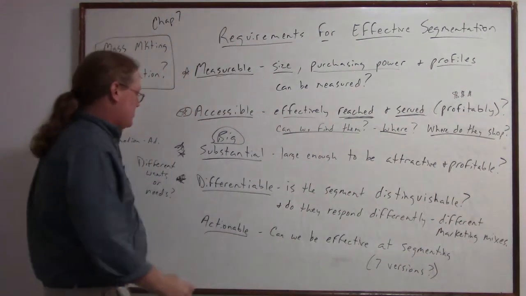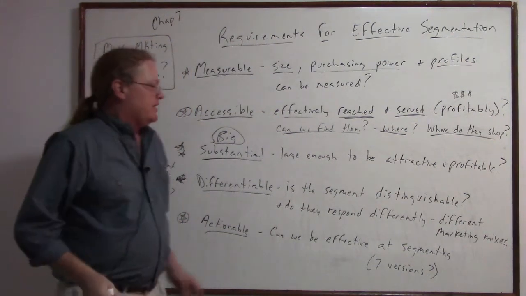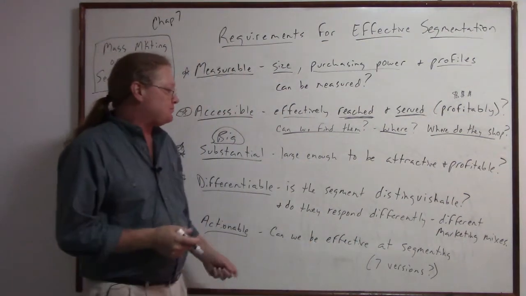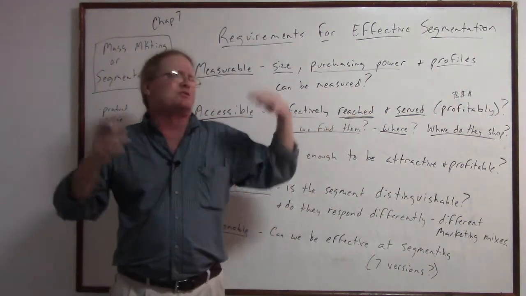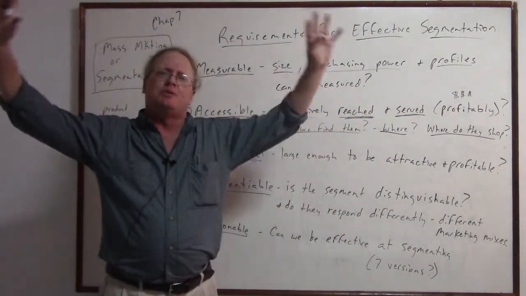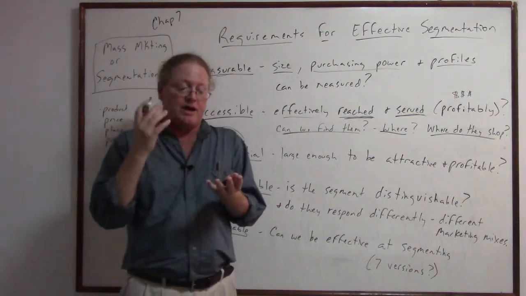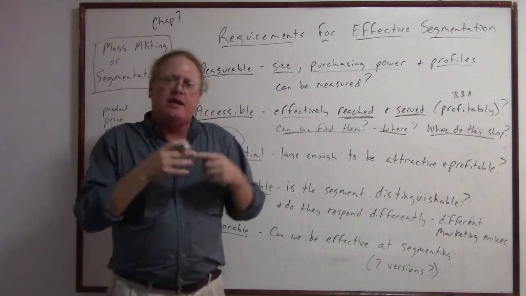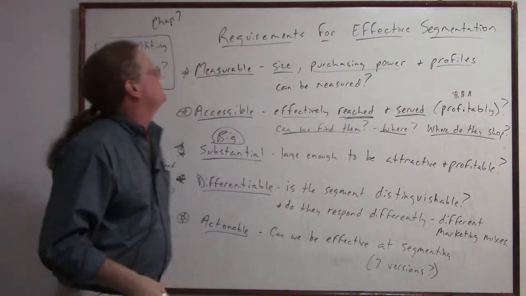Another thing is: is it actionable? Can we be effective at segmenting? Let's say we do segment the market and there are 7 different versions of something that they would like. Say socks: we have adult socks for guys, socks for women, socks for teens. Can we really pull this off? So we have to explore that too.